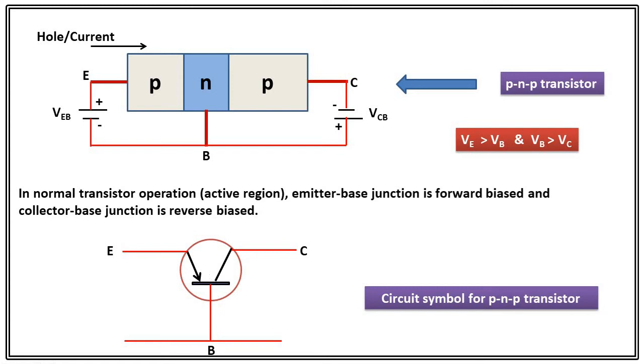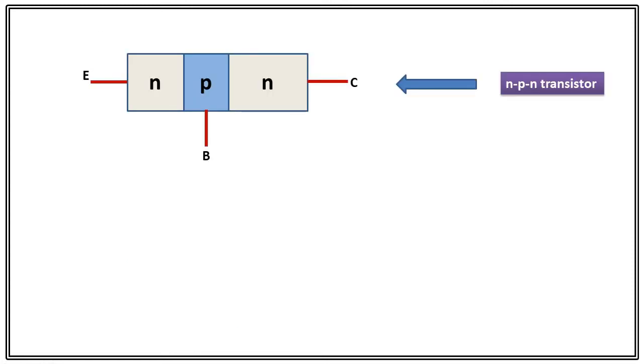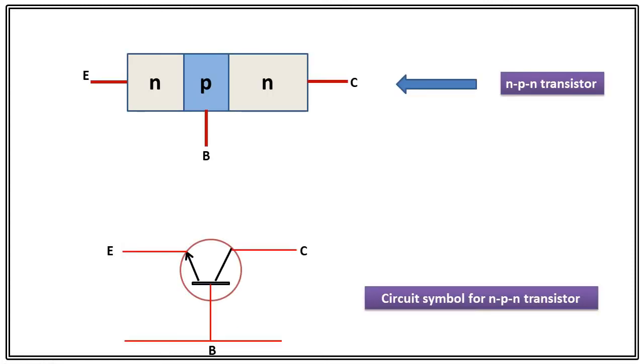So for the time being, we are sure that this is the circuit symbol for the PNP transistor, and if you draw the direction of current, then this is the direction of emitter current, this is the direction of base current, and this is the direction of collector current. Similarly, we can draw a circuit symbol for the NPN transistor, and this is the circuit symbol. This circuit symbol we can understand in a similar manner.